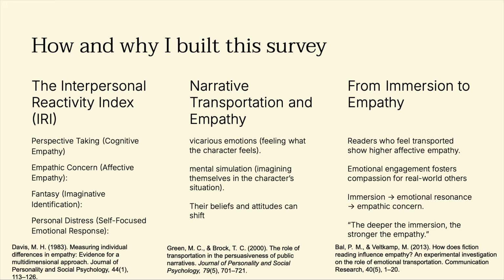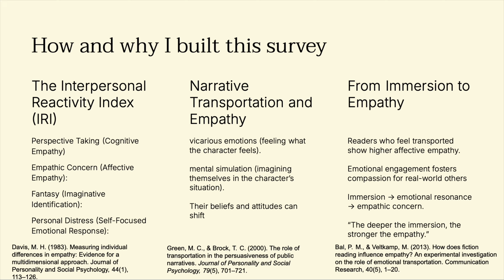The first one is the Interpersonal Reactivity Index, by Davis, all the way from 1983. It was developed as one of the most widely used tools to measure empathy. It defines empathy as a multidimensional construct made up of cognitive and affective components within four distinct subscales. First, perspective taking, which is your cognitive empathy: the ability to adopt another person's psychological viewpoint and to understand their situation or feeling. An example would be understanding why Nora makes difficult or dangerous choices sometimes.